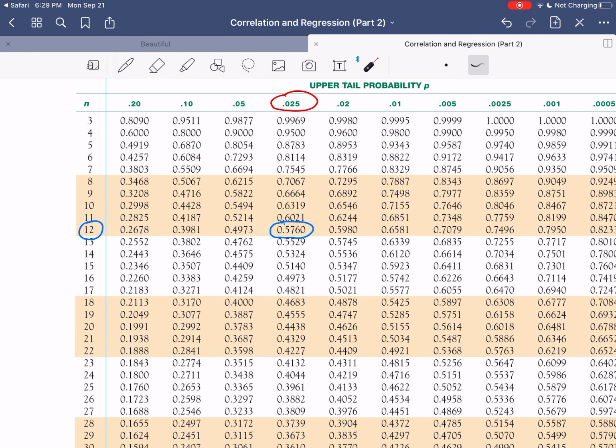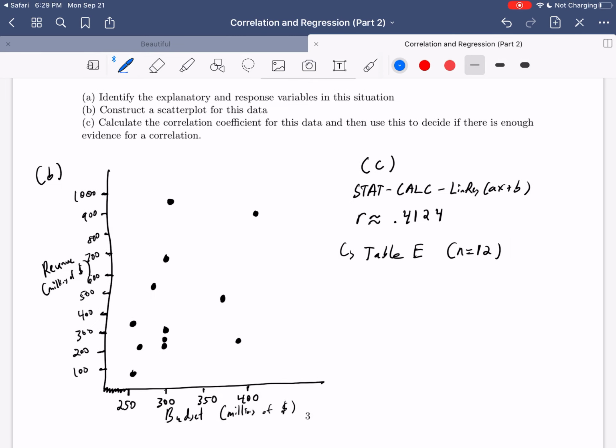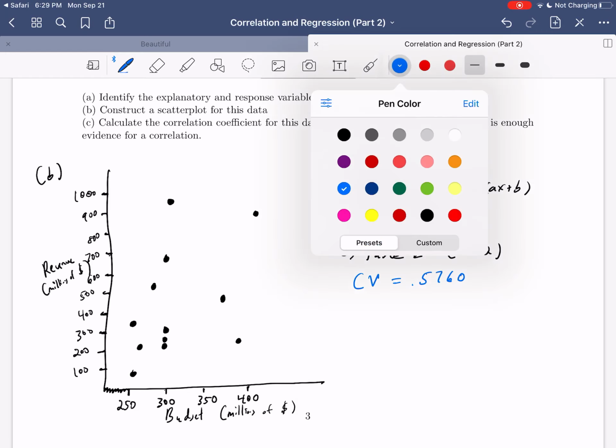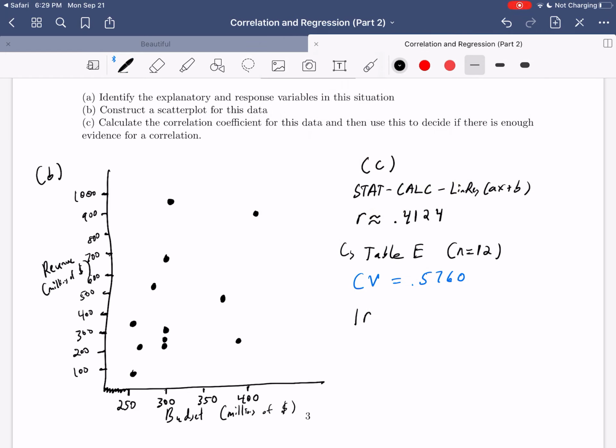In this case, we had 12 data points, so there's our critical value, 0.5760. So let's go ahead and write that down. Our critical value was equal to 0.5760. How does this R value compare to that critical value? Well, as we can see in this situation, the absolute value of R, which is unnecessary because R is positive, but just good habit, is actually less than the critical value. 0.4124 is smaller than 0.5760.